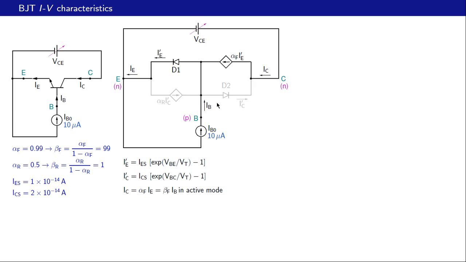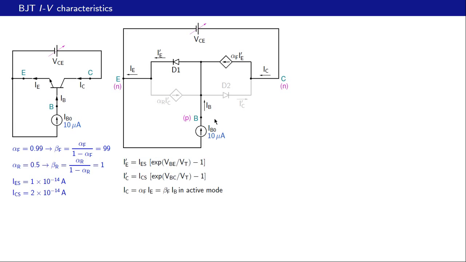So what we need to do is to solve the Ebers-Moll equations for VB, and once we know VB, we know this difference VBE, we also know this difference VBC, and once we know these two voltages, we can find IE prime given by that equation. We can find IC prime, and once we know that, we can find all other quantities. For example, IE is going to be IE prime minus alpha R IC prime, and so on.